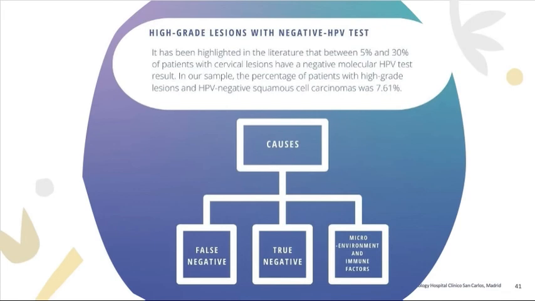In this regard, there are different hypotheses proposed in various studies. It has been highlighted in the literature that between 5 and 30% of patients with cervical lesions have a negative molecular HPV test result. In our sample it was about 7.61%. Some of the cases we consider include false and true negatives, as well as the role played by the microenvironment and immune factors in vaginal and cervical secretion.